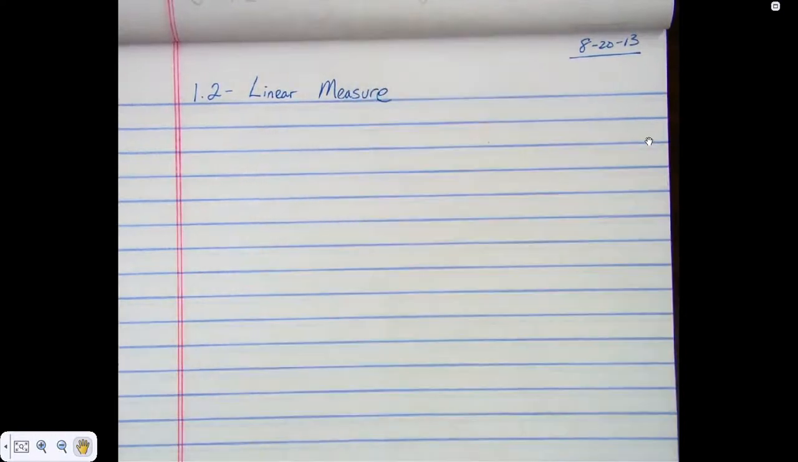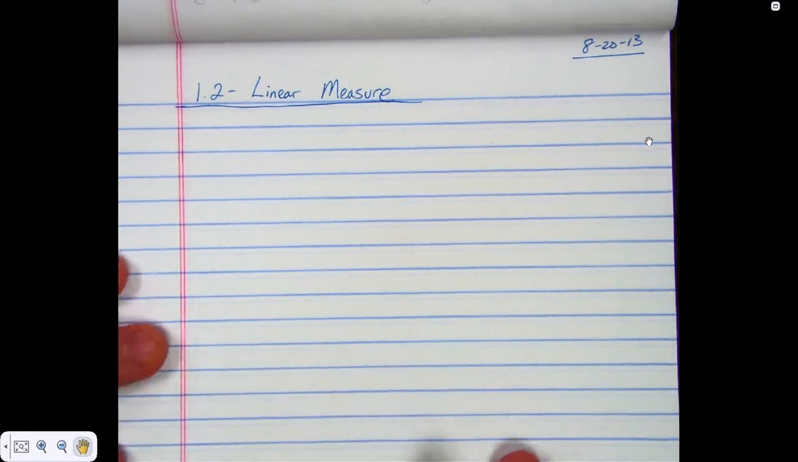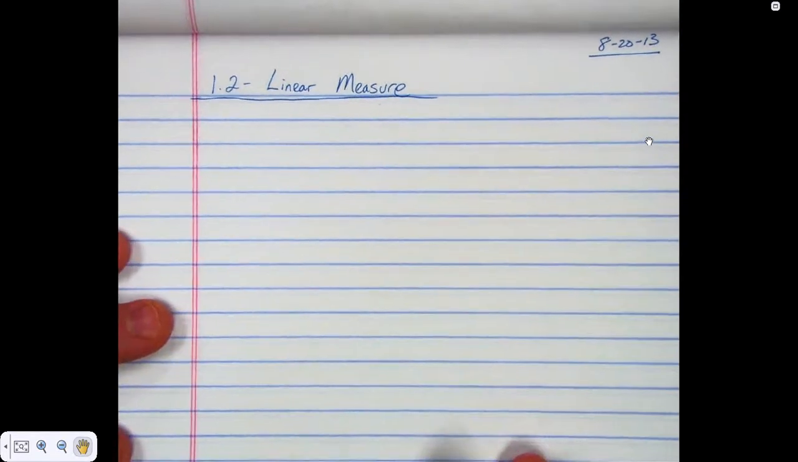What do you think linear deals with? You should know. Lines. Lines, very good. If you look on the pages, we're dealing with measuring something with a ruler and things like that. That's not too bad, huh? It could be. There are some things first we need to talk about. Before we talk about linear measure, we talk about lines and stuff.